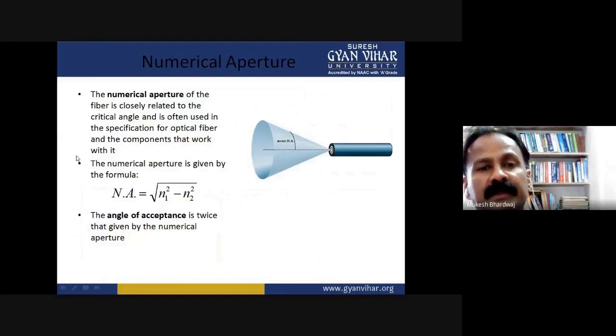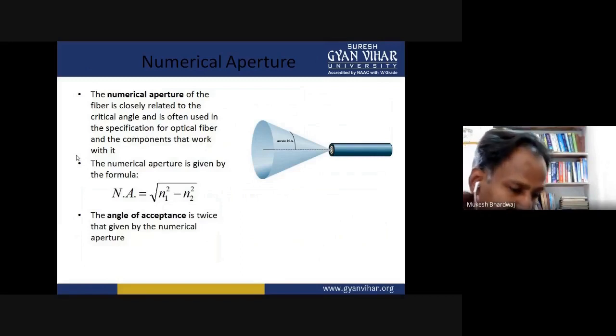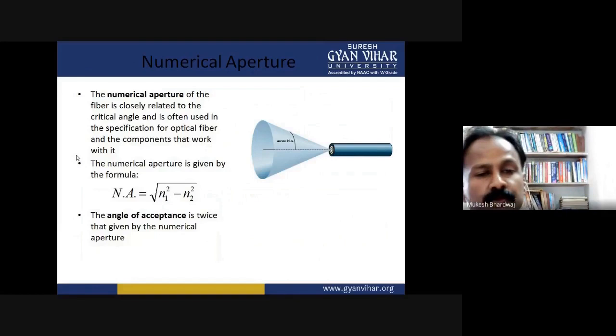One terminology, numerical aperture, is used in optical fiber. The numerical aperture of the fiber is closely related to the critical angle and is often used in the specification for optical fiber and the components that work within it. The numerical aperture is given by the formula NA equals the square root of N1 square minus N2 square. The angle of acceptance is twice that given by the numerical aperture.